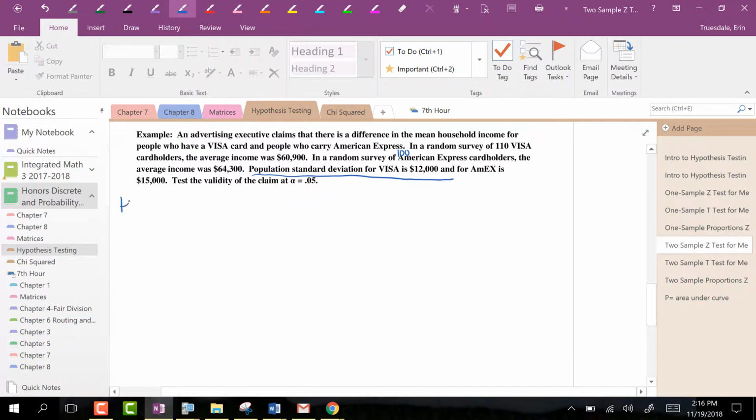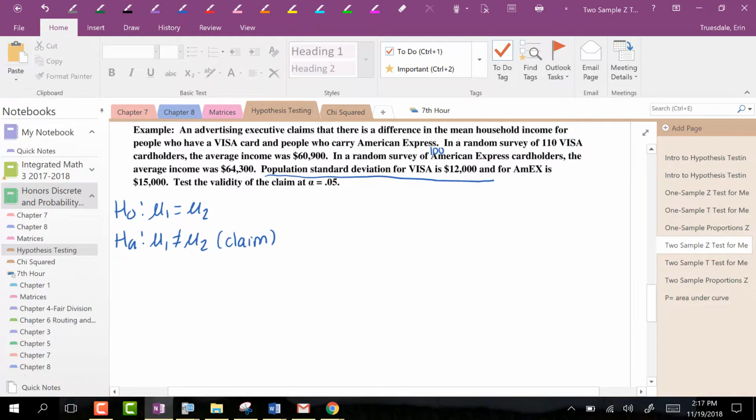So you need to go back to the part where it says claims something happens. The advertising executive claims that there is a difference in the mean income. So that there is a difference. Which one is that going to be? HA is the claim. Good. So not equal to is going to be the claim, which means the means are equal to each other is the H0. Questions on that? Okay, so what type of test is this? It's two-tailed.